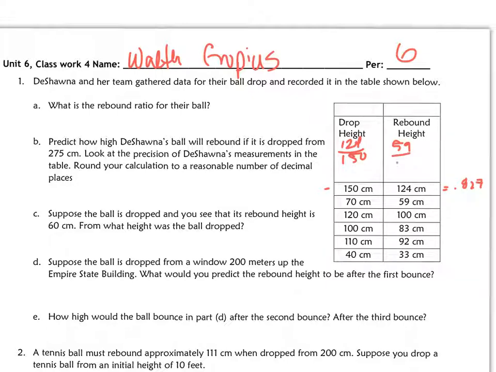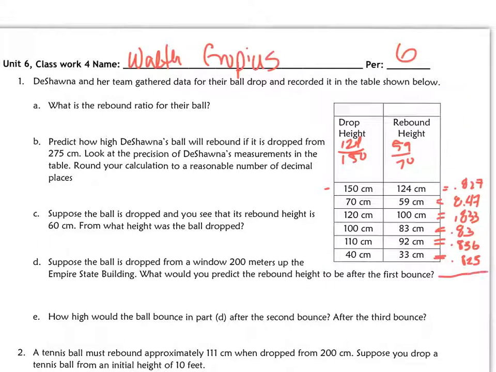Now we're going to do 59 divided by 70. And we're going to get 0.847. 100 divided by 120 is 0.833. 83 divided by 100 is 0.83. If you divide 92 by 110, you get 0.836. And finally, 33 divided by 40, you get 0.825. You can see these are all very similar.